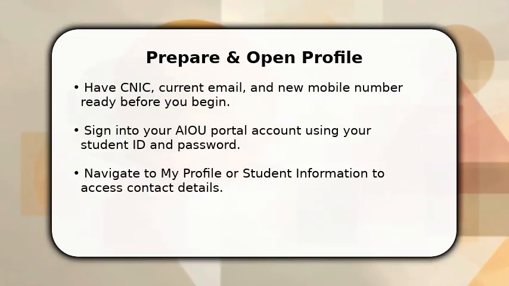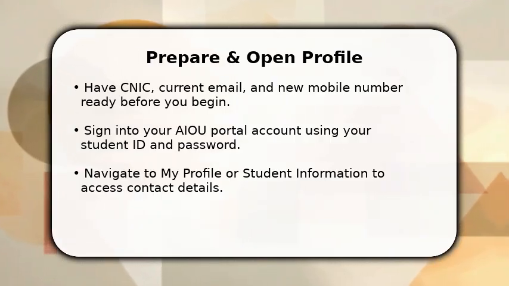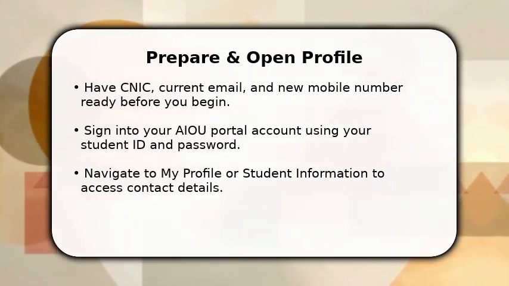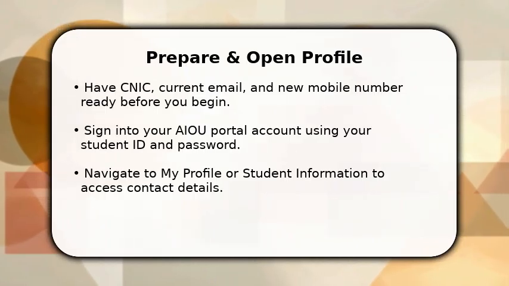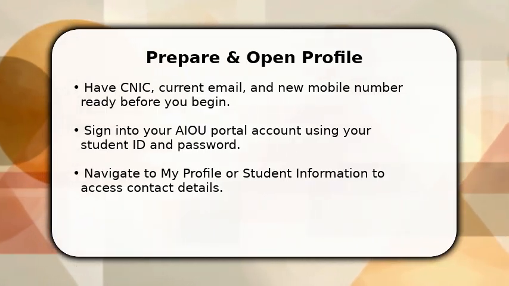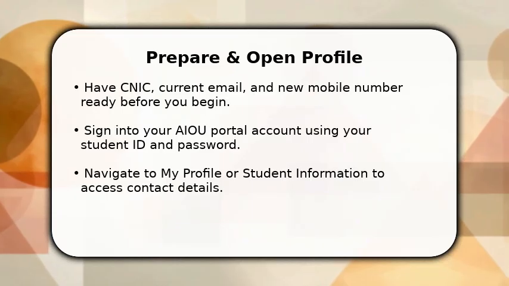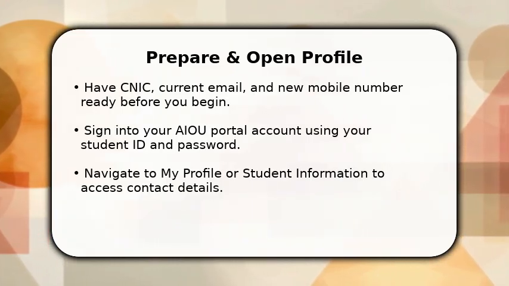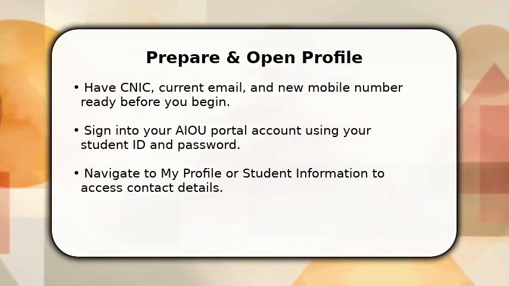You must act now. Log into the AIOU student portal with your student ID and password, and make sure you have your CNIC, current email, and the new mobile number available. Once logged in, go directly to My Profile or Student Information. This is where contact fields live. You do this because the system ties your account to official records.